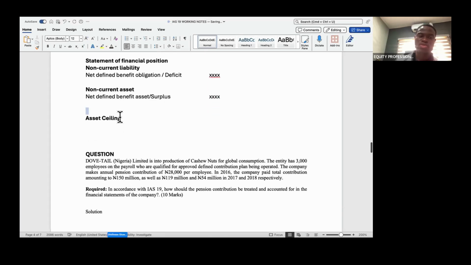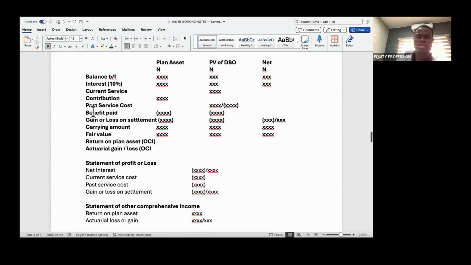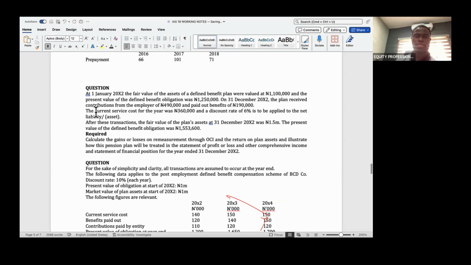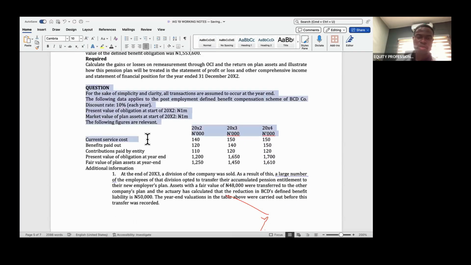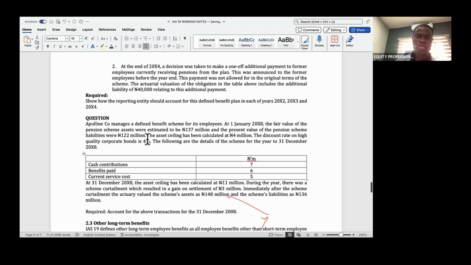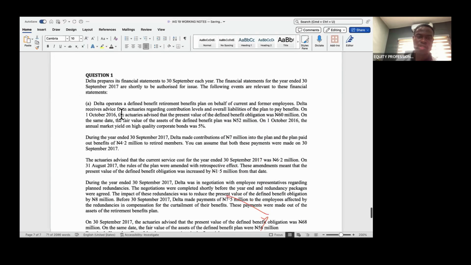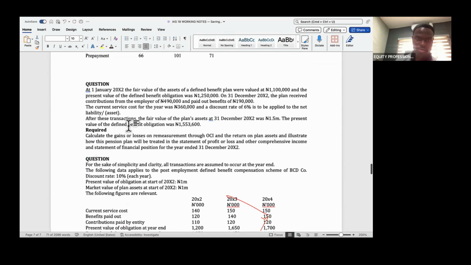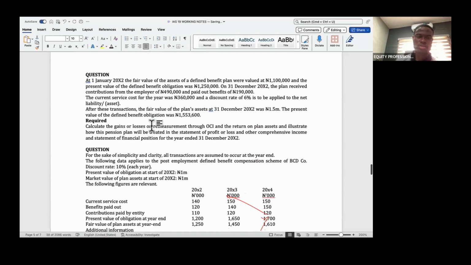And I said today we are going to do asset ceiling. But before we go to asset ceiling, let's solve questions on all of this. Then we'll round it up with asset ceiling. So let me solve those two questions. Then I go to asset ceiling and I'll solve one question on asset ceiling. And I'll see if we can still solve more questions today. So let's start with this question.